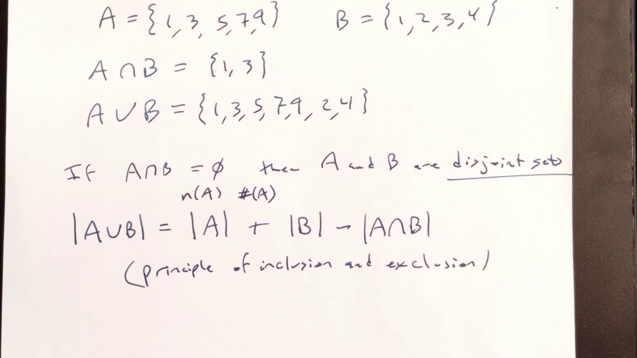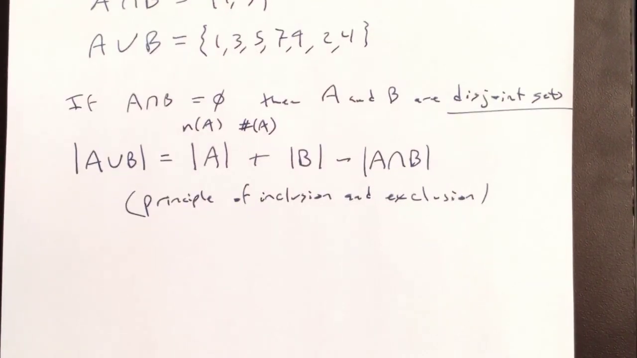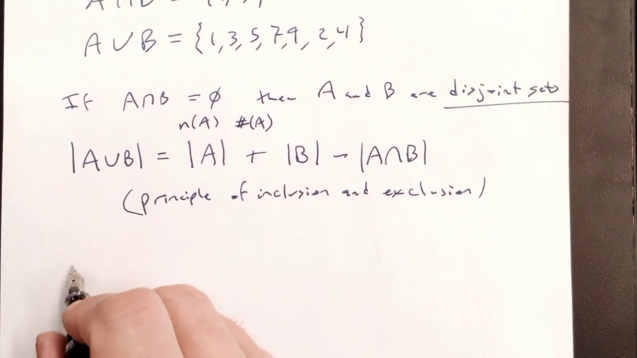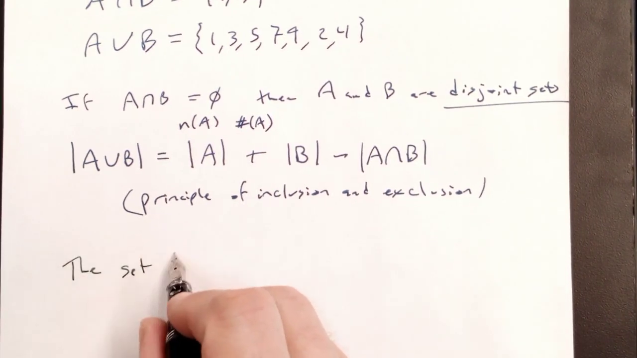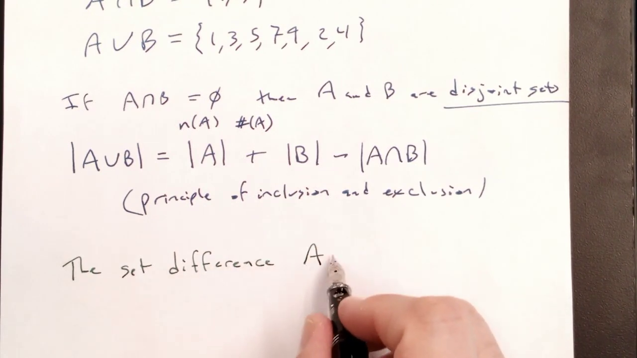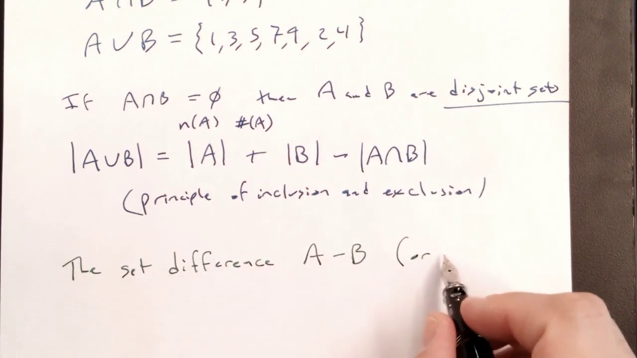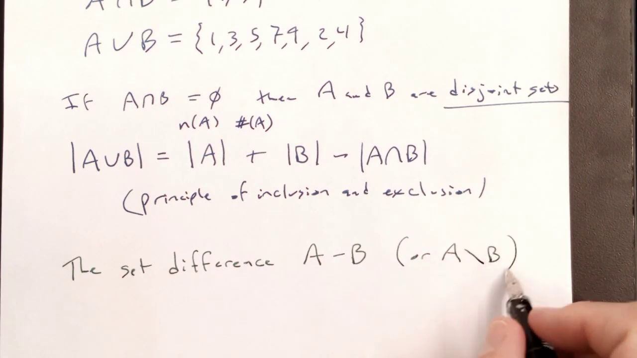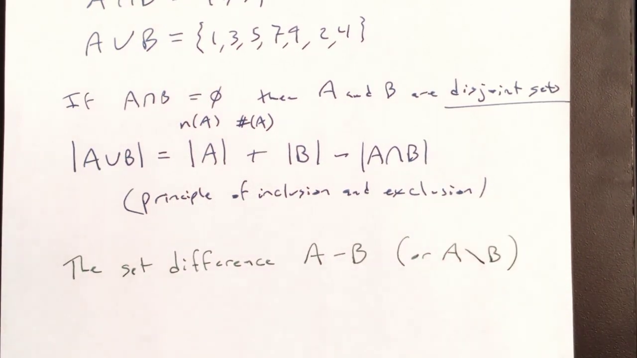I got one more set operation for you. The set difference, A minus B. Sometimes it's written as a backslash instead of a subtraction symbol. Either way, this means I'm in A and not in B.